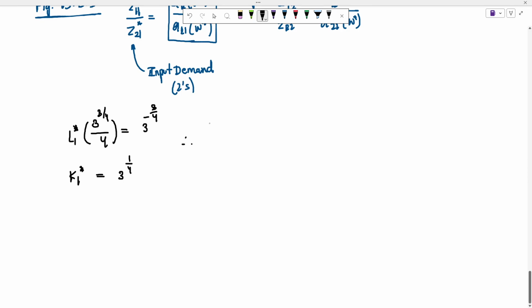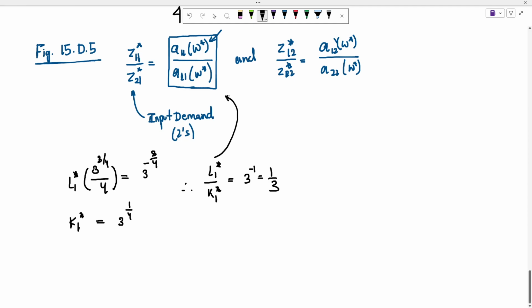So what would be L1 star by K1 star? It is just 3 to the power minus 1, so 1 by 3, right? So this is basically this thing. This is the equilibrium factor allocation. So from here we can get that Z11, right? So Z11 would be what?